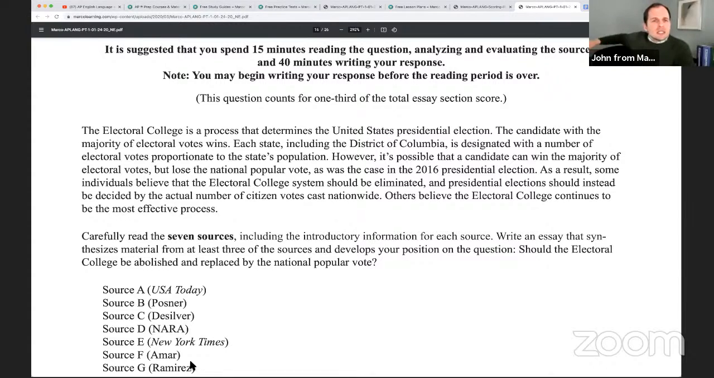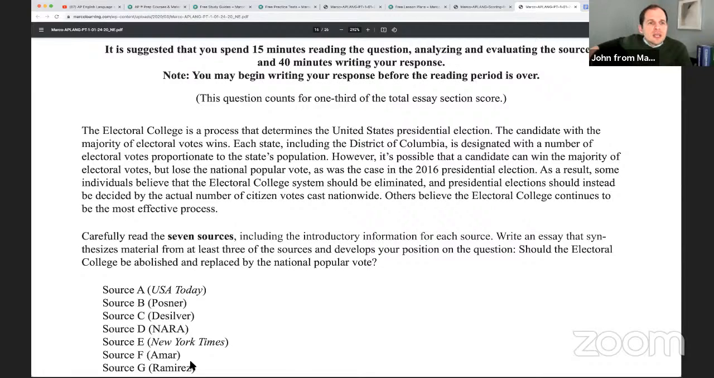Okay, let's take a look at this prompt. It says, the Electoral College is a process that determines the United States presidential election. The candidate with the majority of electoral votes wins. Each state, including the District of Columbia, is designated with a number of electoral votes proportionate to the state's population. However, it's possible that a candidate can win the majority of electoral votes, but lose the national popular vote, as was the case in the 2016 presidential election.